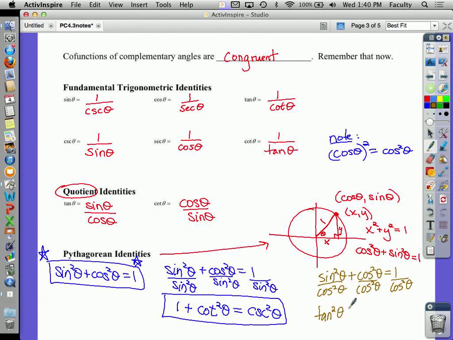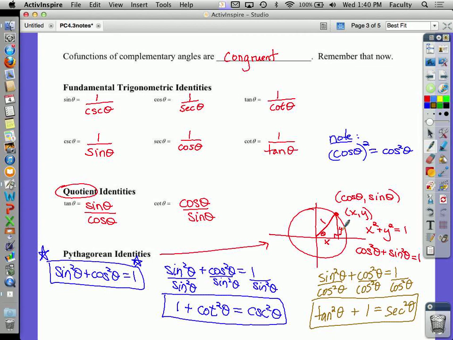So I'm getting tangent squared theta plus 1 equals secant squared theta. So these are the 3 Pythagorean identities. And really, you don't have to memorize any of them because you can go back to your circle to come up with the first one. However, you almost can't avoid memorizing it because we're going to use it so much. So sine squared theta plus cosine squared theta equals 1 is your number 1.